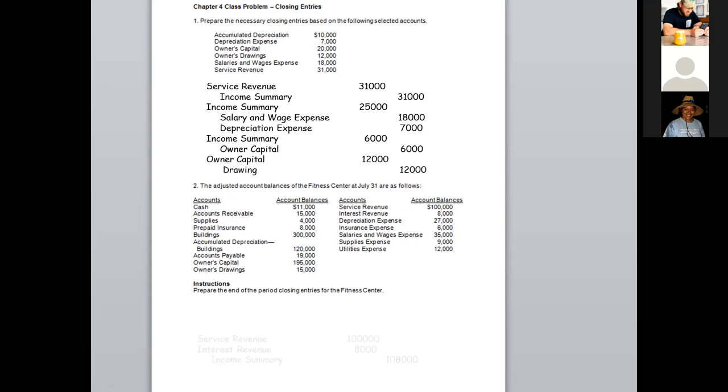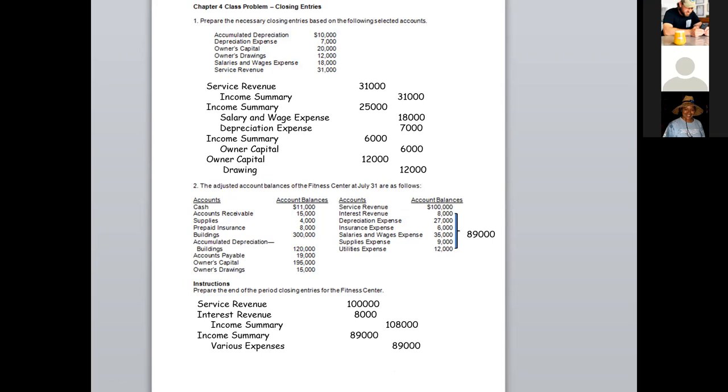And then the second problem, same thing, right? You close out the revenues to the income summary. Then you have to look at all your expenses, and I just combined them into one entry, but in actuality, you have to close every expense account separately. Then the difference between revenue and expenses gets closed out to capital, and then the drawing gets closed out to capital.